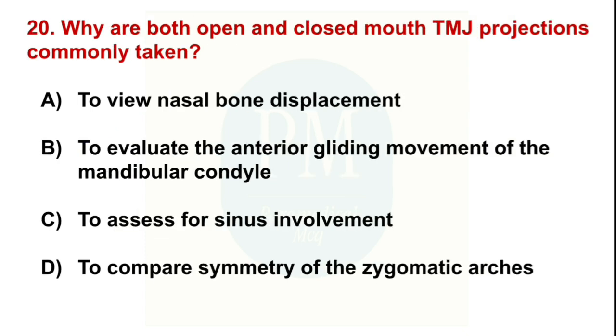Why are both open and closed mouth TMJ projections commonly taken? Option A. To view nasal bone displacement. Option B. To evaluate the anterior gliding movement of the mandibular condyle. Option C. To assess for sinus involvement. Option D. To compare symmetry of the zygomatic arches. The correct option is option B. To evaluate the anterior gliding movement of the mandibular condyle.